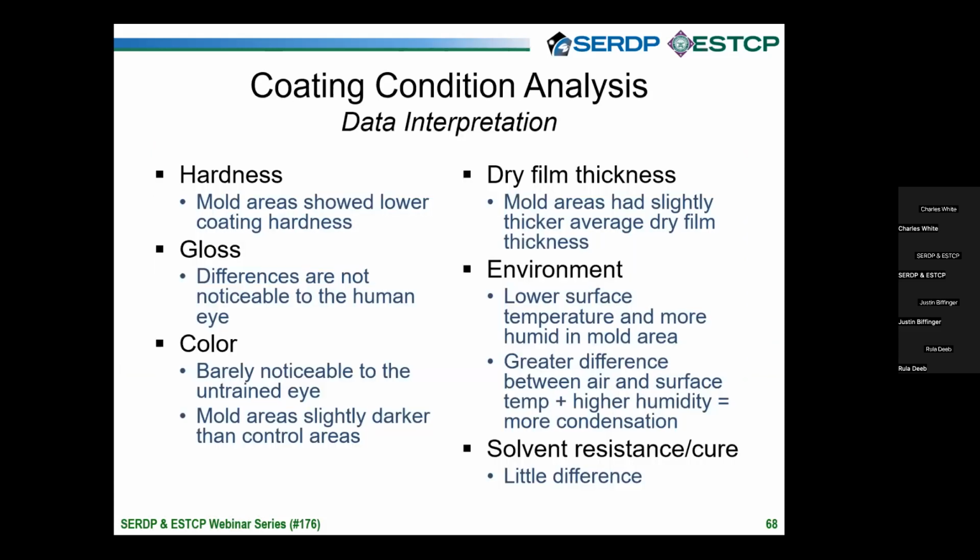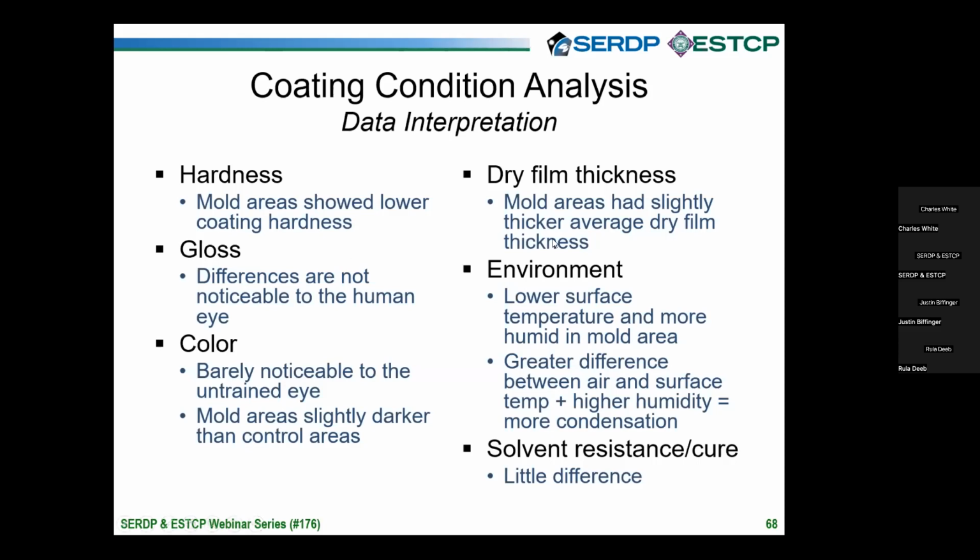The analysis resulted in a slight lowering of the coating hardness where mold growth was prevalent, and no noticeable difference in gloss. There was a small difference in color due to the growth of the mold, where areas with high mold growth were slightly darker than the control areas.